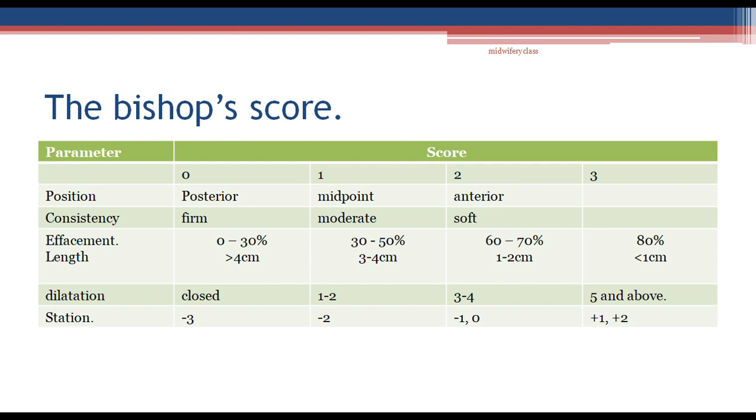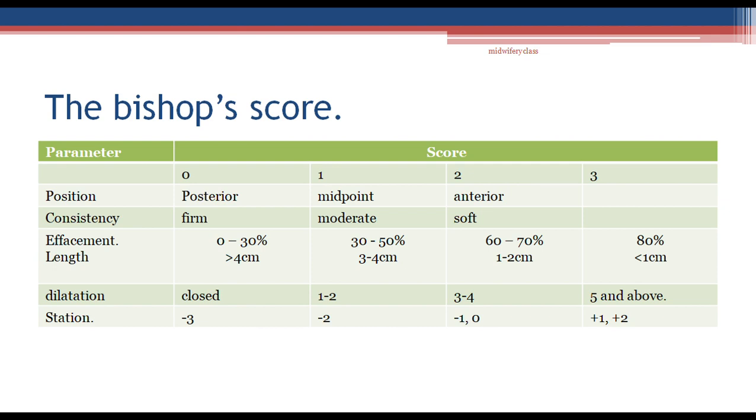Then go ahead and take the cervical dilatation. When the cervix is closed, give a score of 0. When the cervix is 1 to 2 centimeters dilated, give a score of 1. If the cervix is 3 to 4 centimeters dilated, give a score of 2. If the cervix is 5 centimeters or 6 or any number above it, give a score of 3.